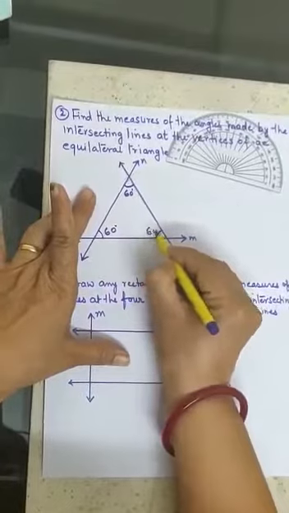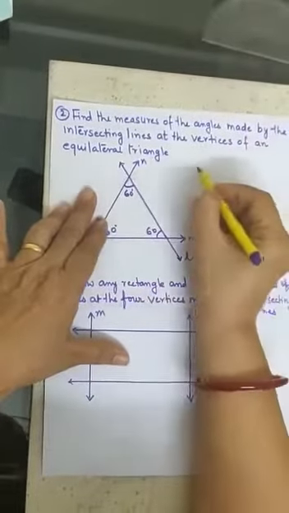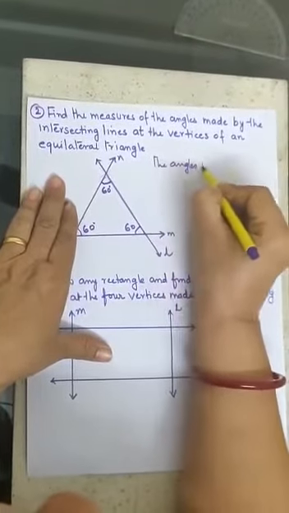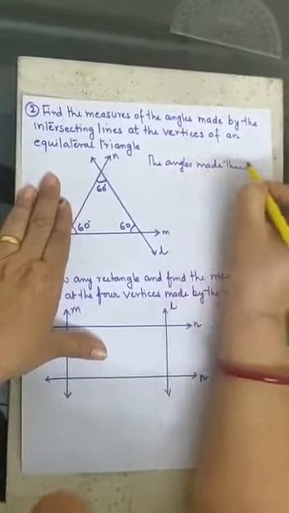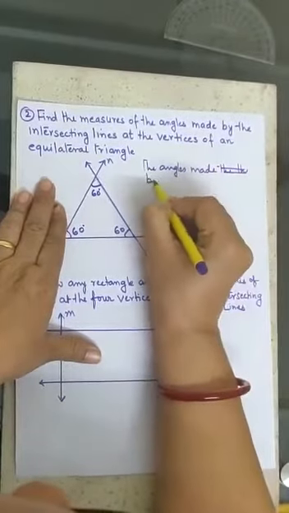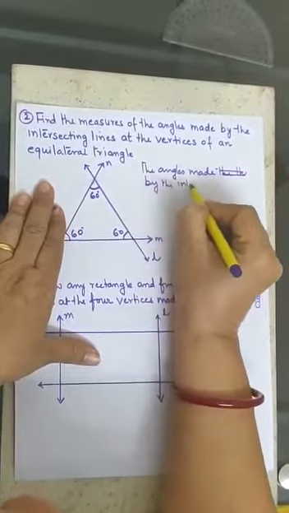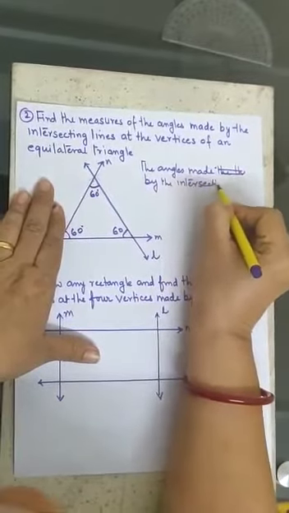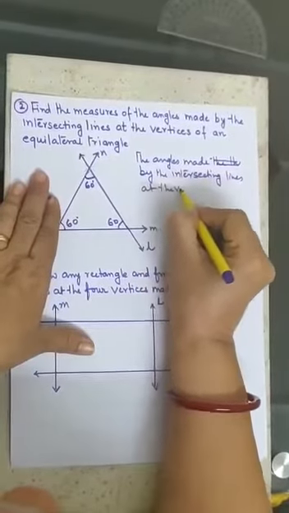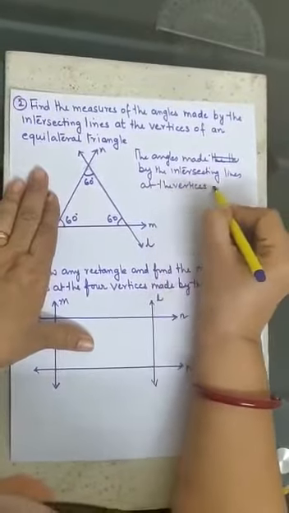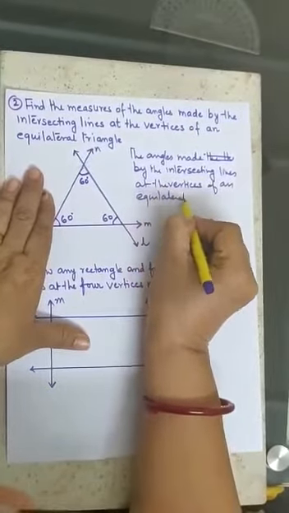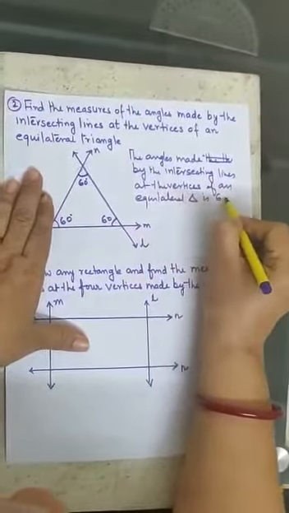So we conclude that the angles made by the intersecting lines at the vertices of an equilateral triangle is 60 degree each.